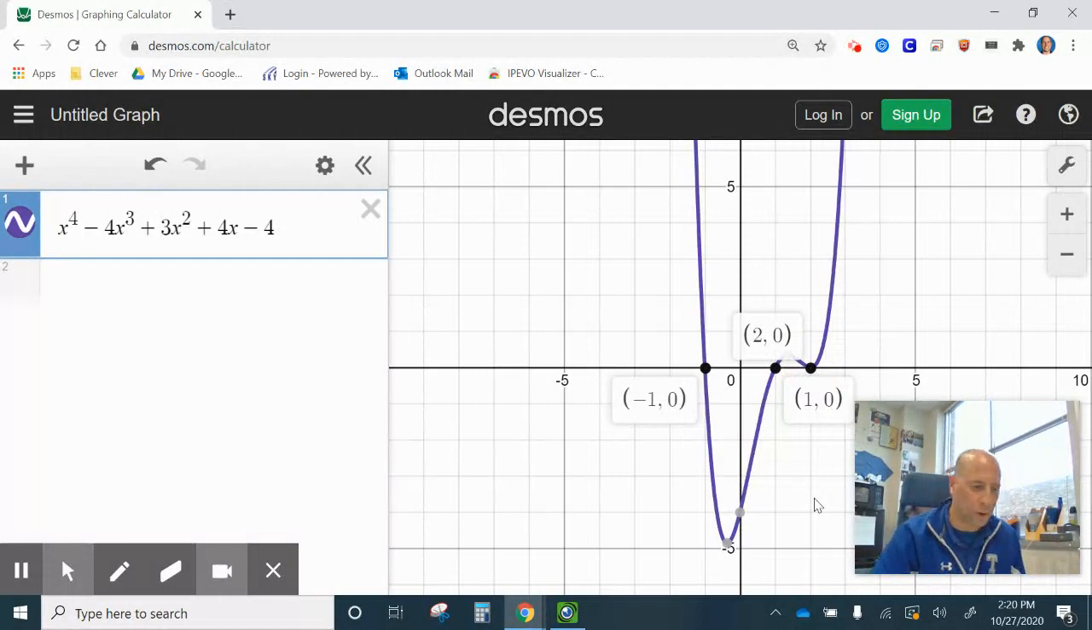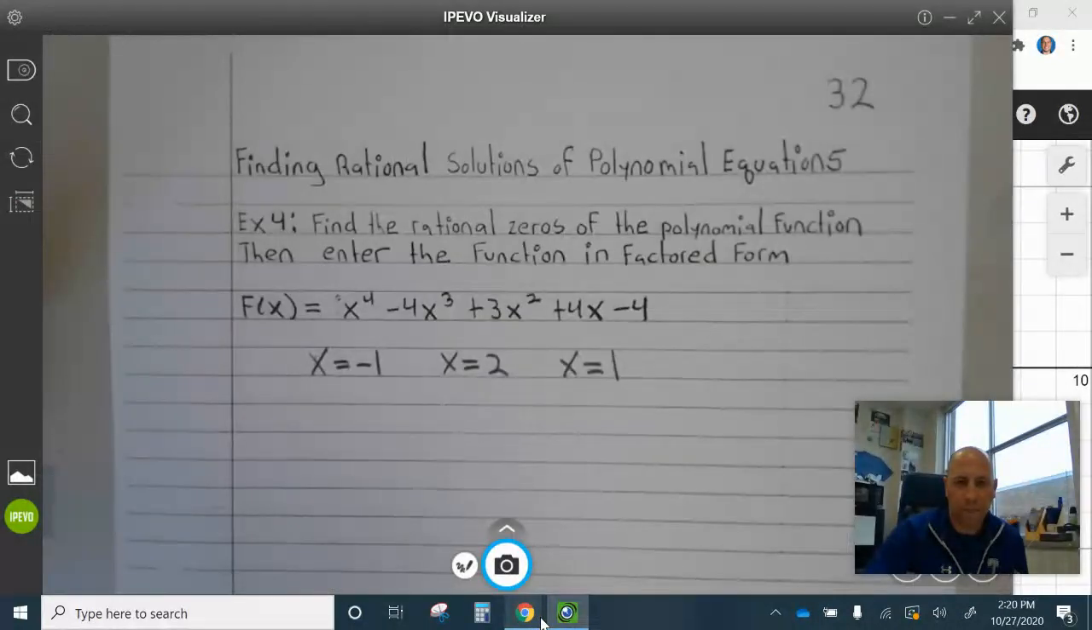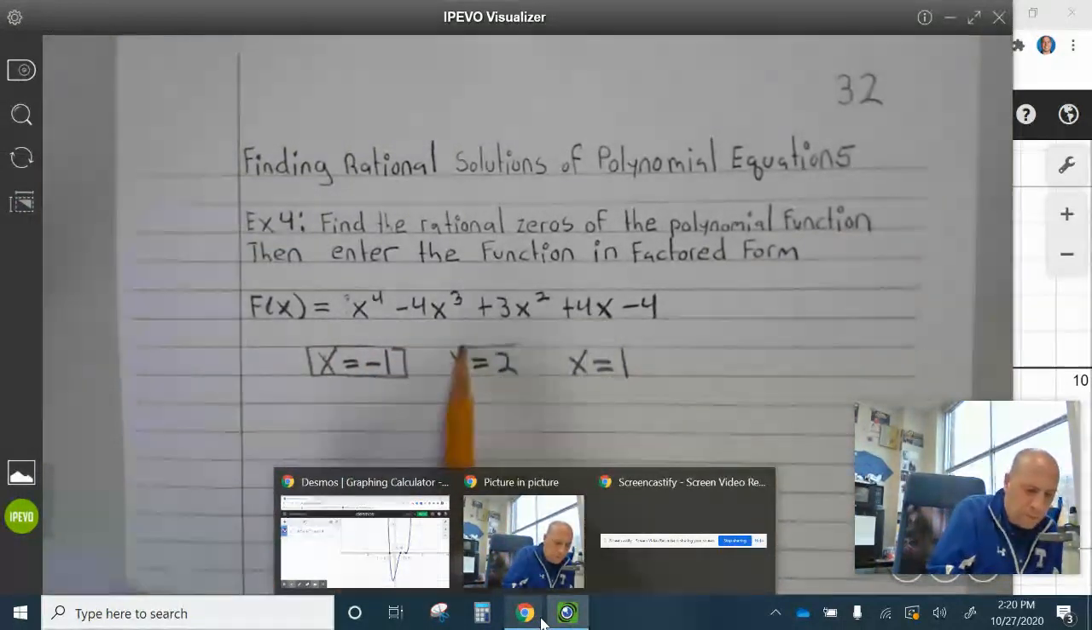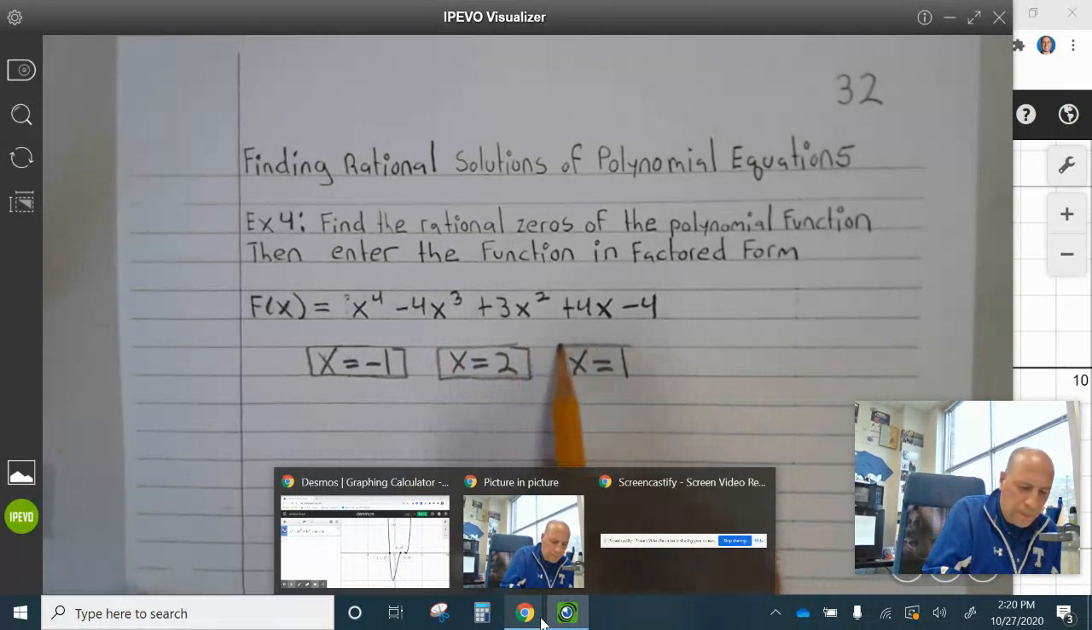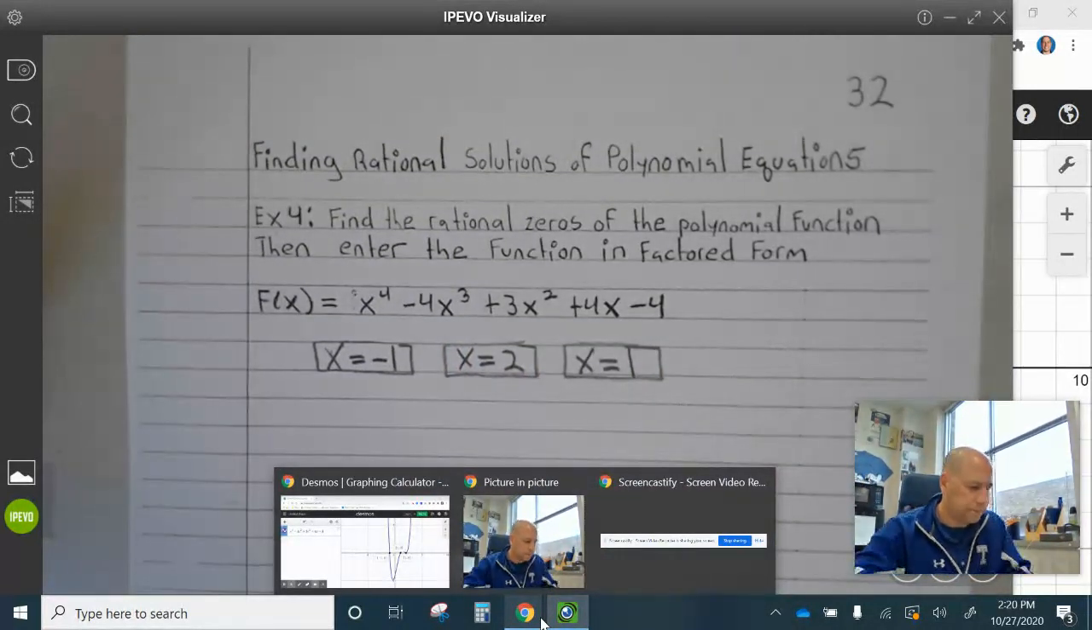Okay. So our solutions are x equals negative 1, x equals 2, and x equals 1. Okay. All right. So go ahead and finish up example 4.